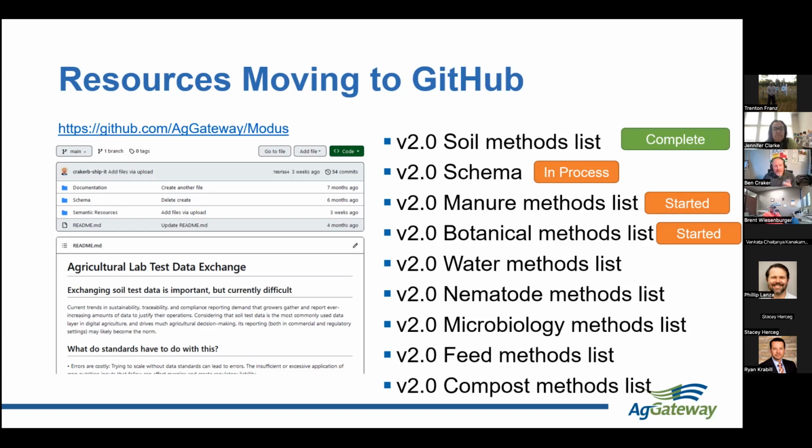So you can go out to GitHub in the Ag Gateway repo there. We've got Modus started up, so you can find more information, or if you start at modusstandard.org, you can get the information there as well. So any Modus questions?